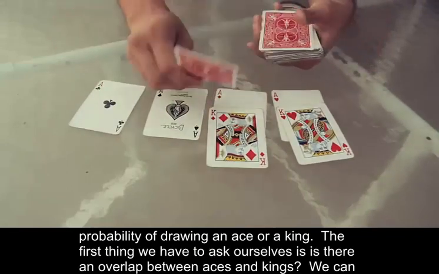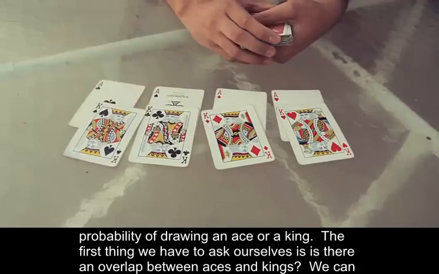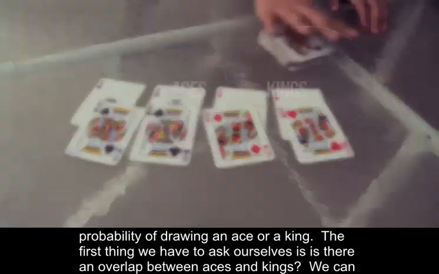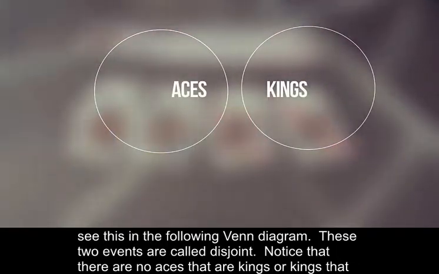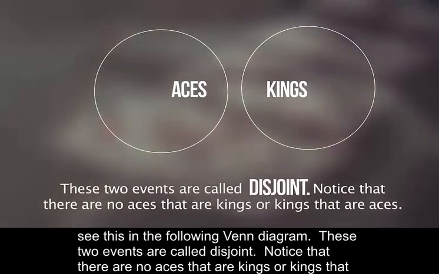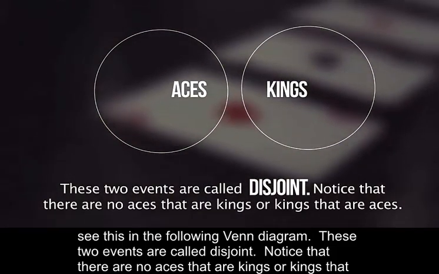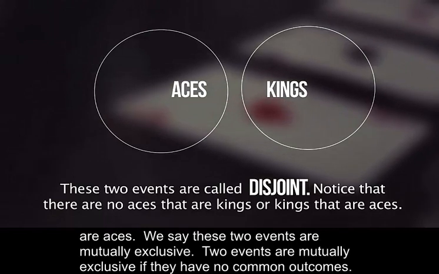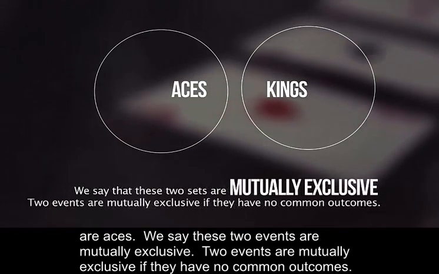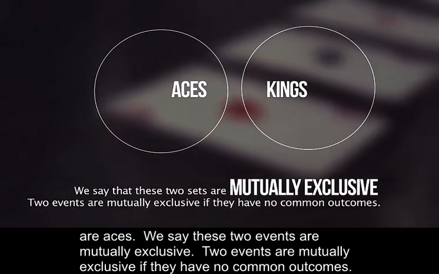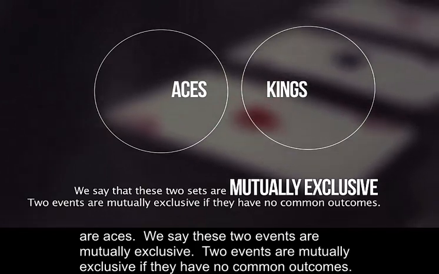The first thing we have to ask ourselves is: is there an overlap between aces and kings? We can see this in the following Venn diagram. These 2 events are called disjoint. Notice that there are no aces that are kings or kings that are aces. We say these 2 events are mutually exclusive. 2 events are mutually exclusive if they have no common outcomes.